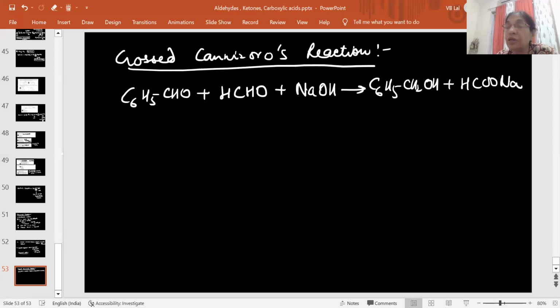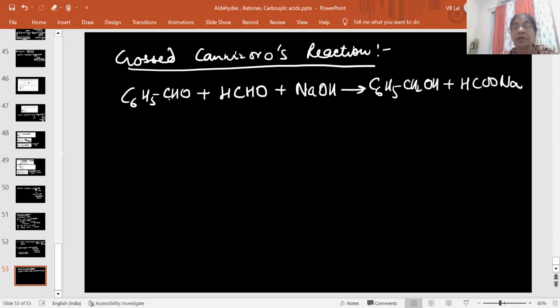The mistake which children make is that instead of writing C6H5CH2OH, they write C6H5OH, which is not an alcohol, which is a phenol. And moreover, the number of carbon atoms should be the same. So here there are 7 carbon atoms, and here also there should be 7 carbon atoms. This is the Cannizzaro reaction. So I hope you understood aldol condensation and Cannizzaro reaction both clearly.